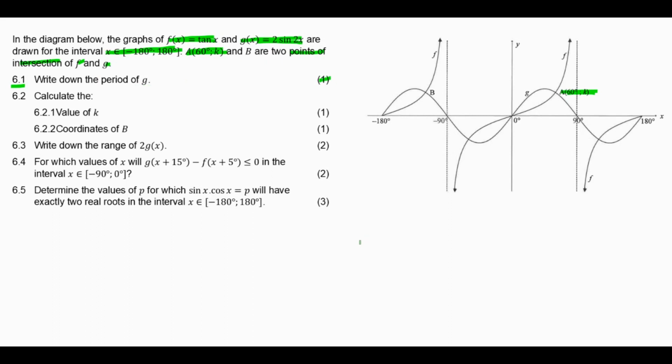Right, how can we find the period of g? I'll show you 2 ways of doing this. The first one is just to read it from the graph. The period is the number of degrees in which the graph will repeat itself.